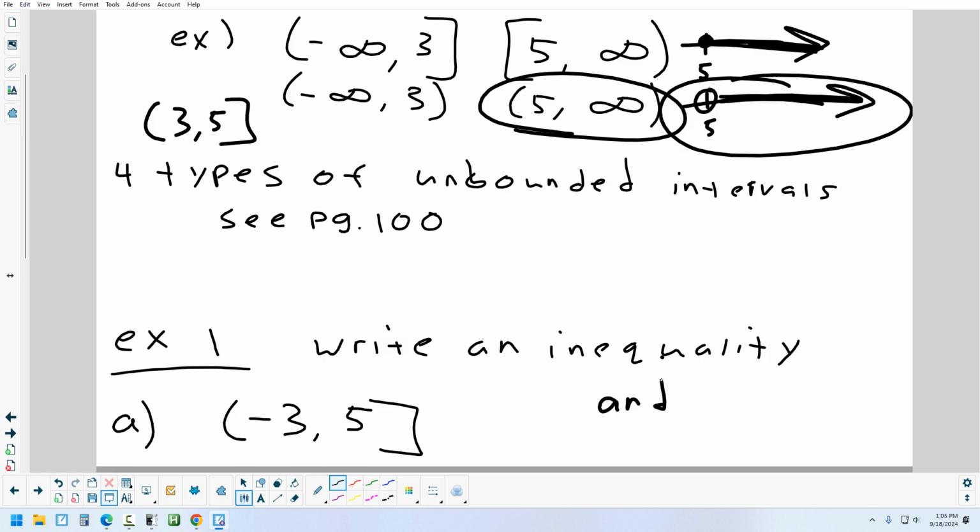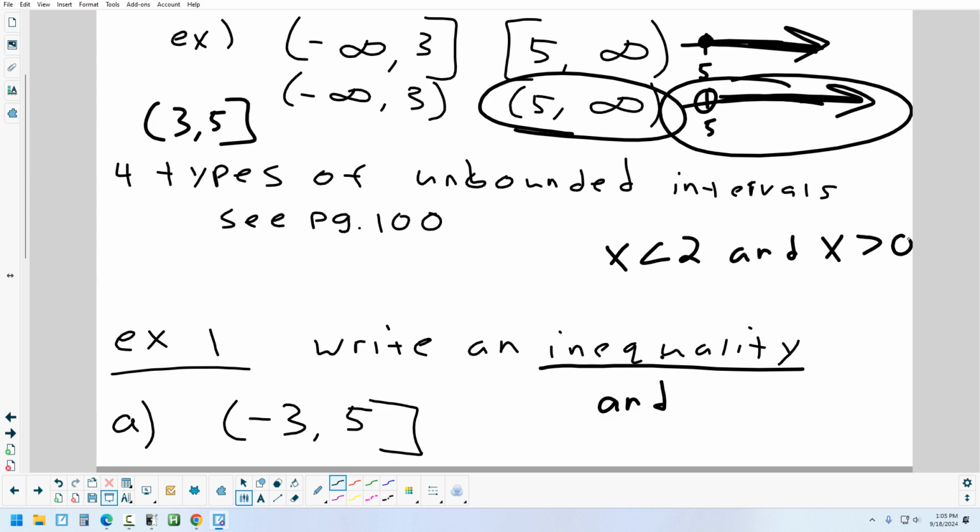Let's use X as our letter. Wait, I'm confused. I thought we were drawing a number line. For this one, we're going to write an inequality, which means something like this: X is less than 2 and X is greater than 0. That's not the answer to this one, but that's what it means when it says write an inequality. Less thans and greater thans.